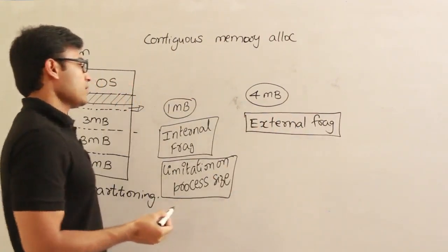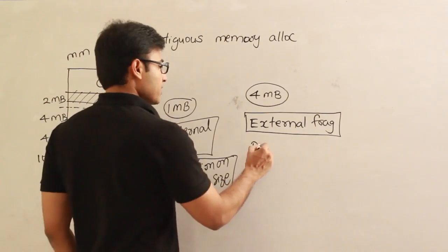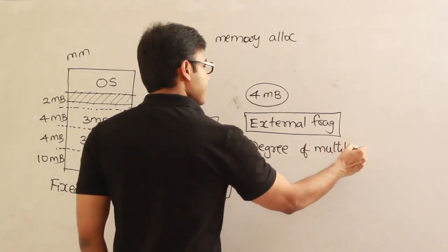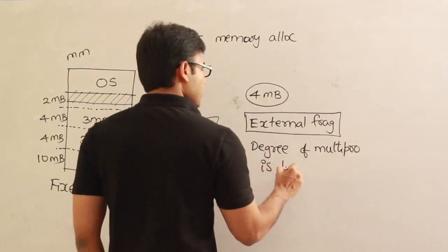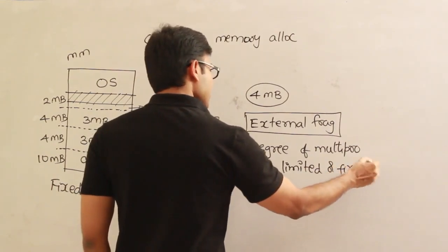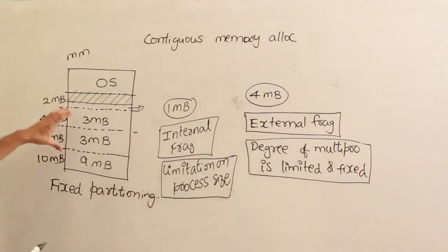The other disadvantage of this model is that the degree of multi-programming is limited. If you watch it, at any time, at maximum only 4 processes can be present because we have only 4 partitions, right? Therefore, the other disadvantage is that the degree of multi-programming is limited, or fixed. Limited means fixed. It doesn't vary depending on the size of the process or the size of the memory. It is going to be static like this.